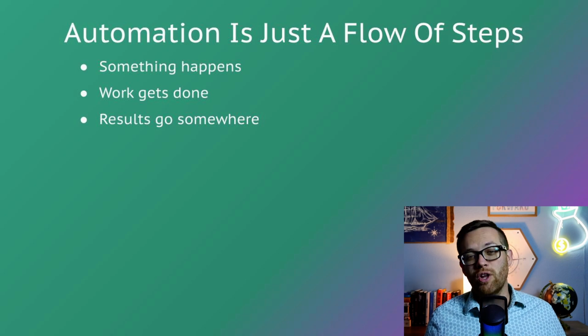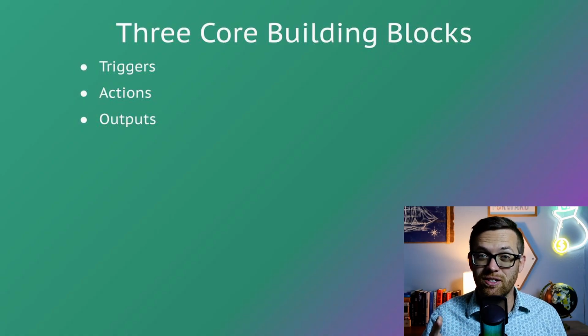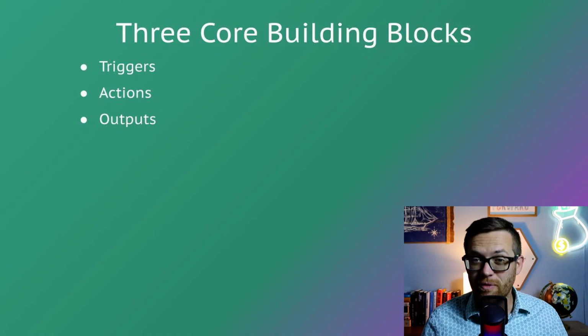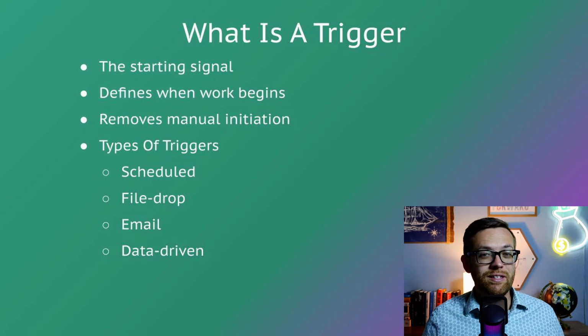to define that flow. Now, every workflow, without exception, is built from three things. You have triggers, you have actions, and you have outputs. And if you understand these three, you can reason about almost any automation, even before you touch a tool. So what is a trigger? Well, a trigger is what starts the workflow. It replaces you saying, okay, I guess I should run this now.